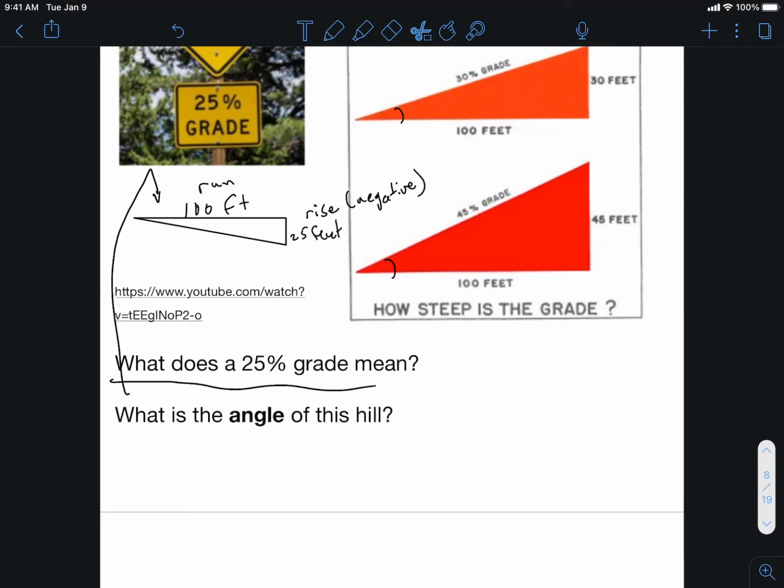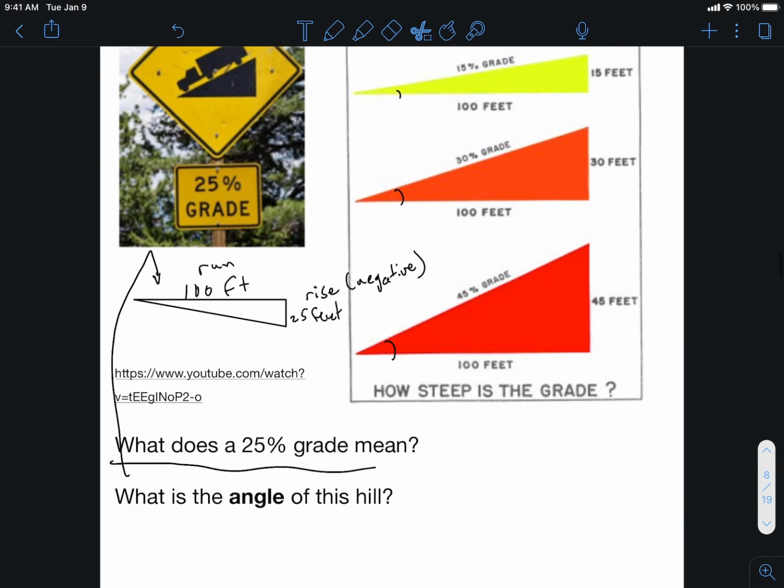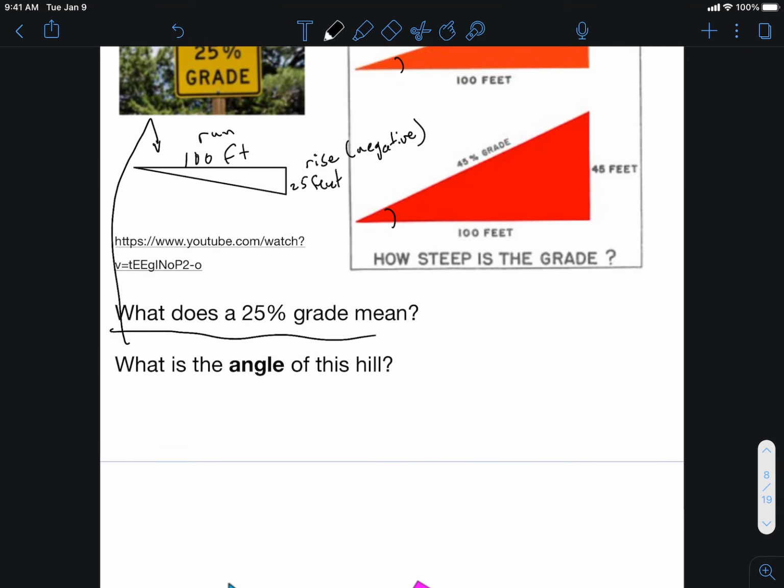But for right now, let's figure this out. What is the angle of this hill? So I'm going to redraw this triangle down here. Okay, we're going to go down 25 feet. I'm going to make it a little bit bigger.